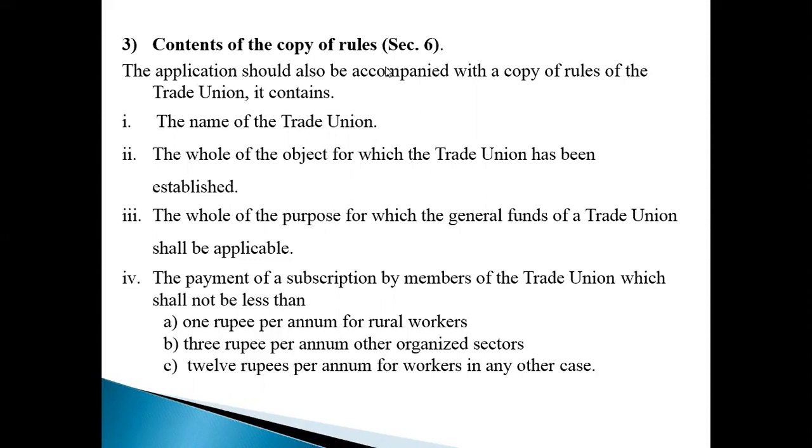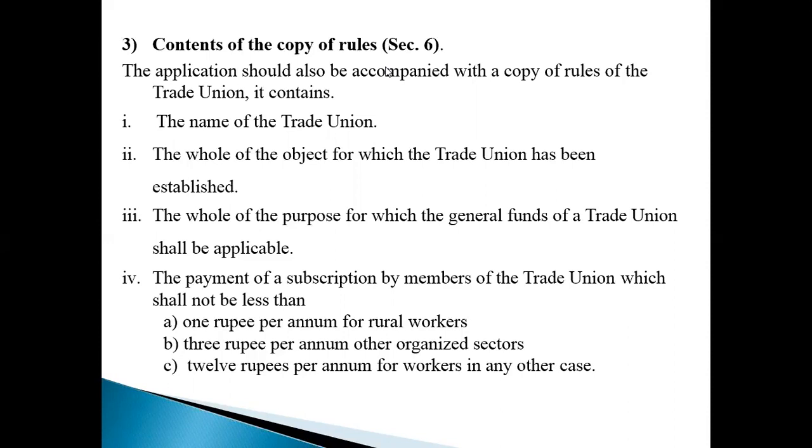It contains the name of the trade union, the first thing, whatever the name of the trade union is. Then the whole of the objects for which the trade union has been established. The other important fact is that it should contain the objects, or what exactly the objective of that particular trade union is, for which purpose it is being established.